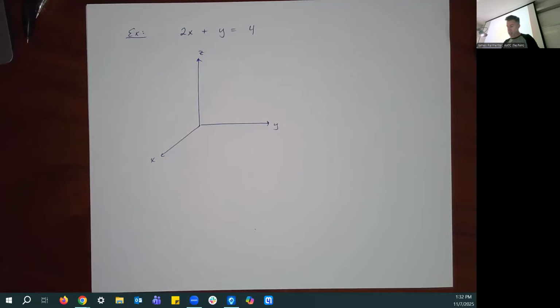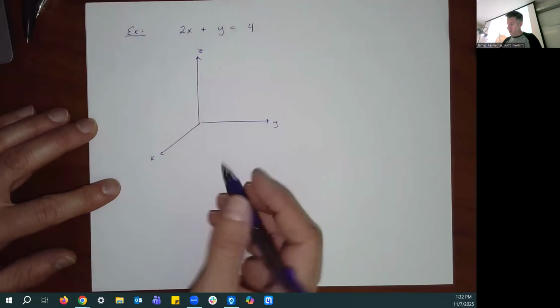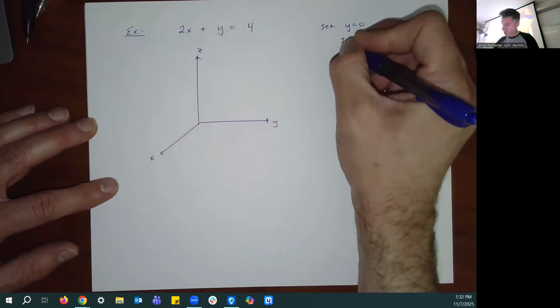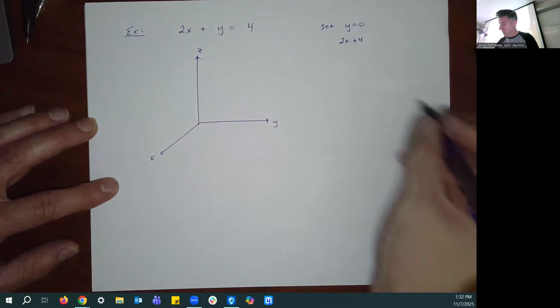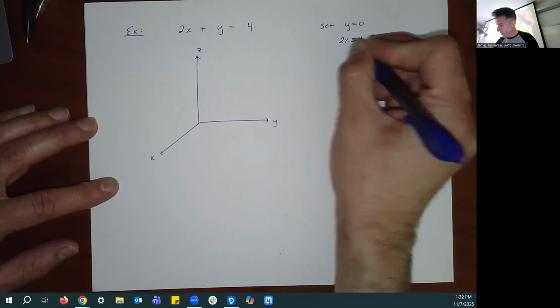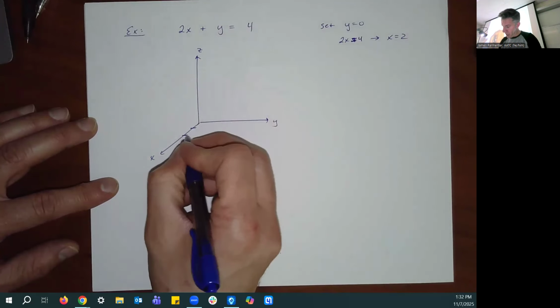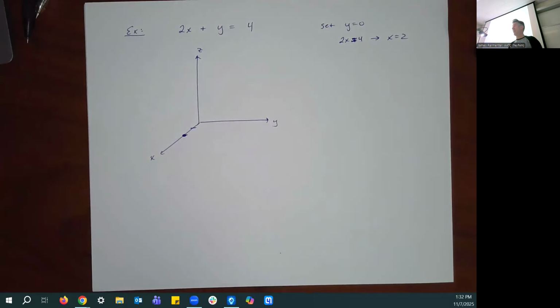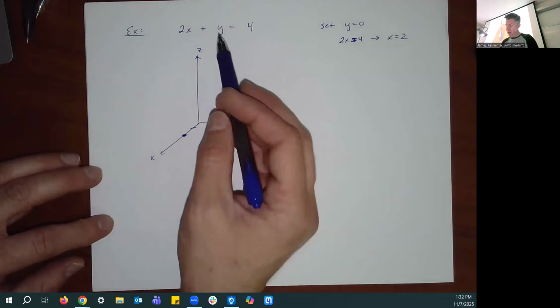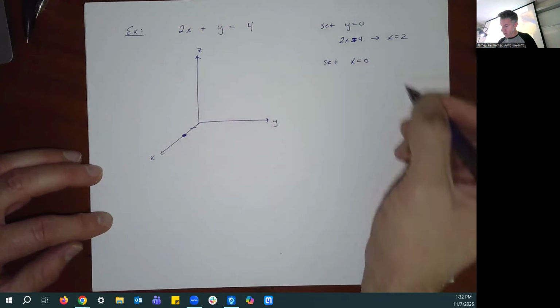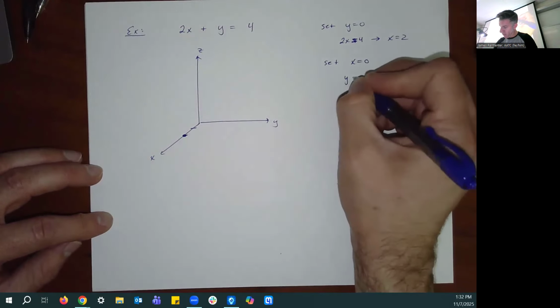Here, my x-intercept is going to be, well, if I set y equal to 0, I'm going to get 2x equal to 4, which is going to give me x equal to 2. Now, technically, I'm actually setting both y and z equal to 0. Since z is not in this equation, I don't really have to worry about it. Similarly, if I set x and z equal to 0, we're going to get y equal to 4.